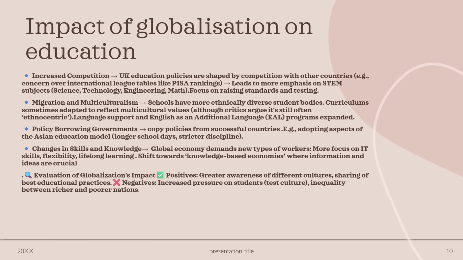Due to that, schools are much more diverse than they used to be, which has led to the curriculum being adapted a bit more to reflect multicultural values, although some critics still argue that this is not the case. Then you have the UK government borrowing education policies from other countries that have a more successful education system. For example, the Asian education model usually has longer school days and stricter discipline.